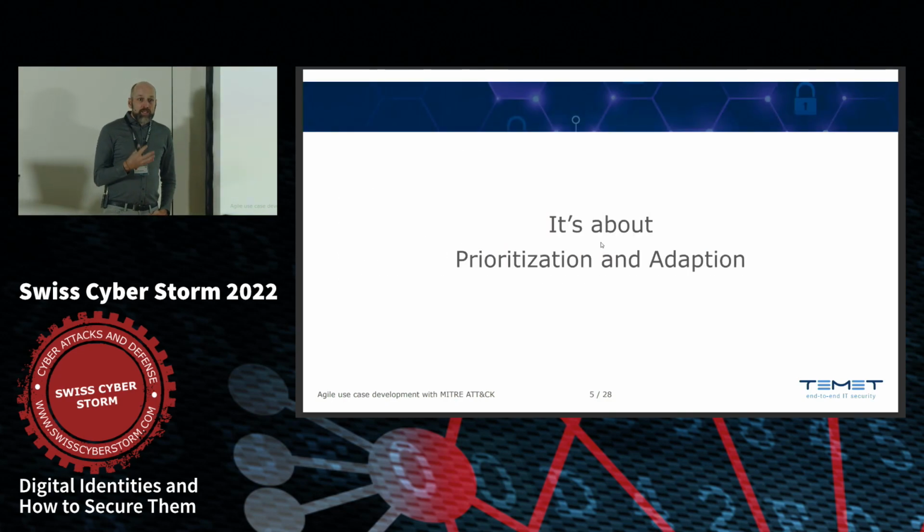So in the end, if you're talking about use case management, use case development, it's a lot about prioritization. Which are the most important use cases? Which one do I need to implement first? Which one do I need to implement with the highest priority?